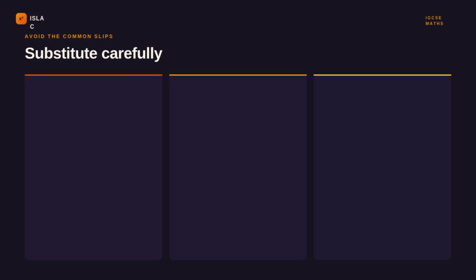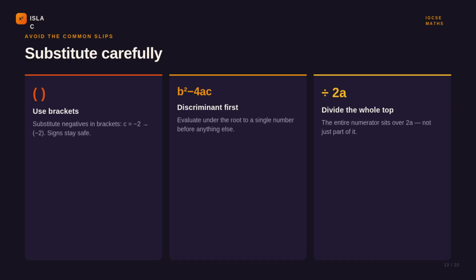3 habits keep you from losing marks in the formula. 1. Always put negative values in brackets when you substitute. Minus 2 becomes bracket minus 2, so signs don't get lost. 2. Work out b squared minus 4ac first, as a single number, before doing anything else. 3. The whole top line is divided by 2a, not just part of it. Keep that division bar under everything. Do these 3 things every time.